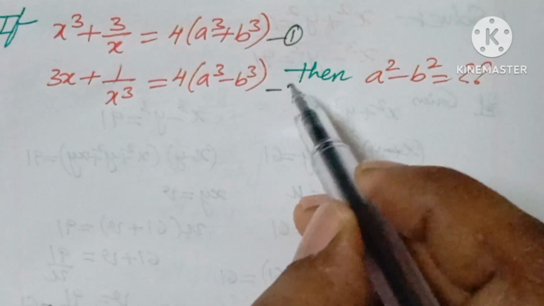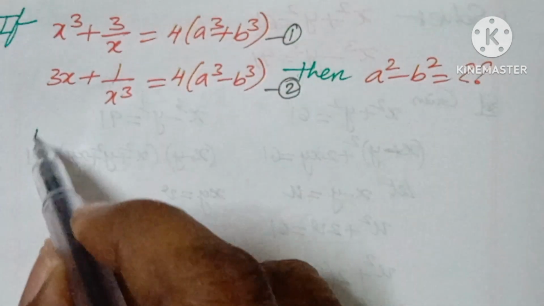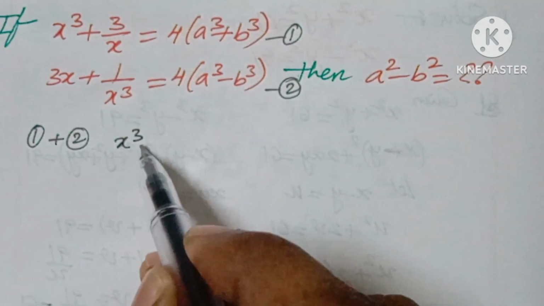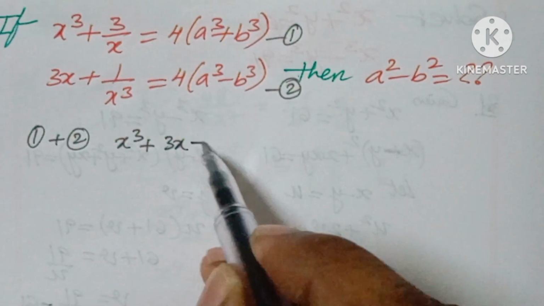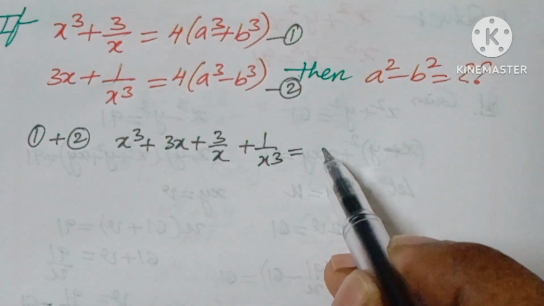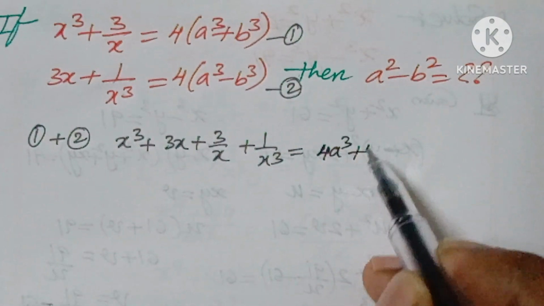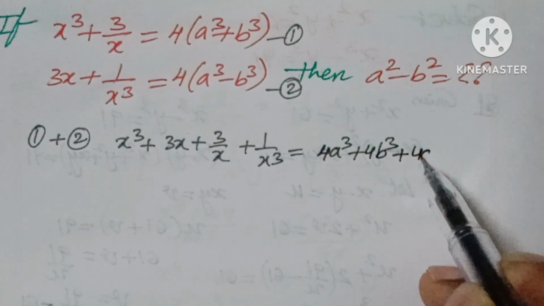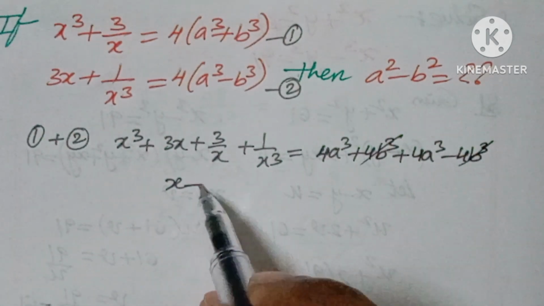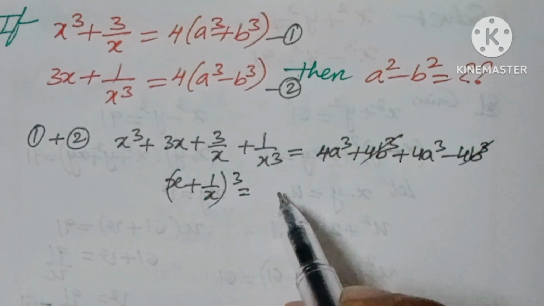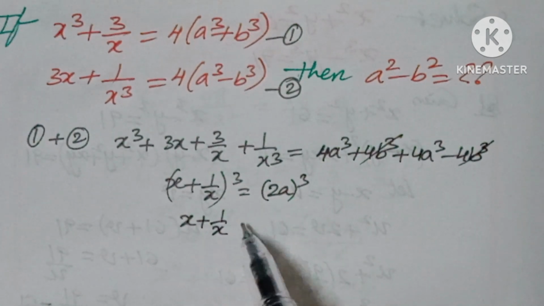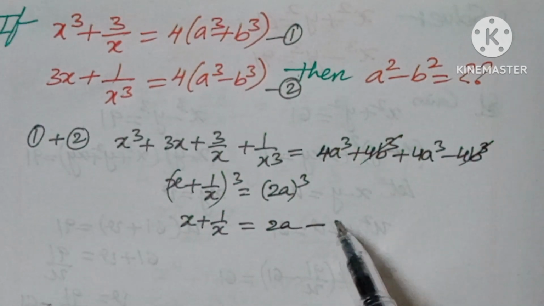So here, let us take the given as 1 and 2. Here the simple logic is adding 1 and 2. So here you will get x cube plus 3x plus 3 by x plus 1 by x cube is equal to 4a cube plus 4b cube plus 4a cube minus 4b cube. So these two get cancelled. So here x plus 1 by x whole cube is equal to, here 8a cube can be written as 2a whole cube. X plus 1 by x is equal to 2a. Let it be 3.